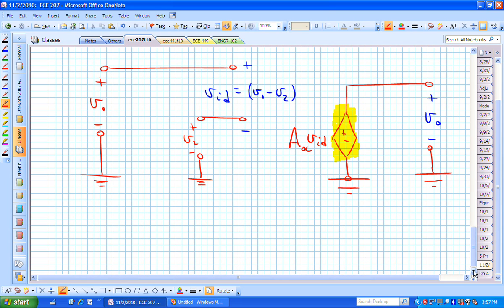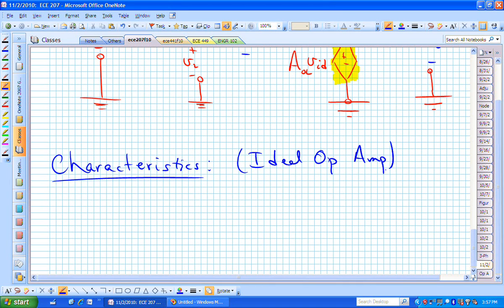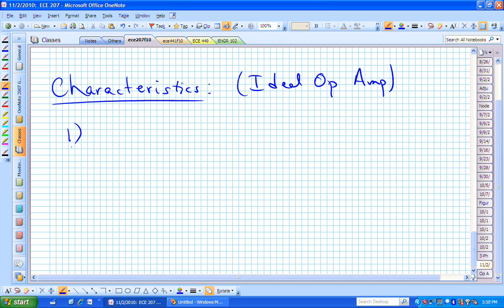Let's now talk about the behavior or the characteristics of this particular part. And these characteristics are for the ideal op amp. Again, these are ideal. In reality, for example, we say an infinite input impedance. In reality, the input impedance will be finite. It'll be large, but it'll be finite. But in some of our analysis, we will be able to assume it's infinite for our purposes. It maybe doesn't load the network that we're connecting this to.